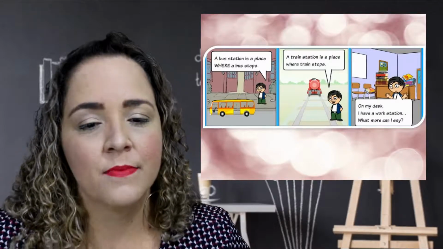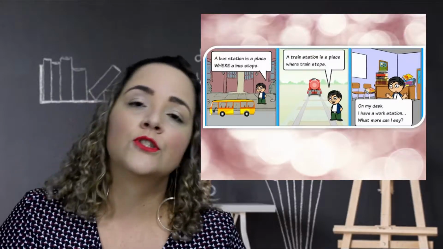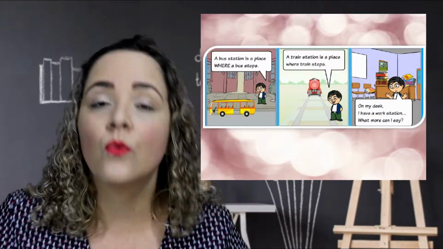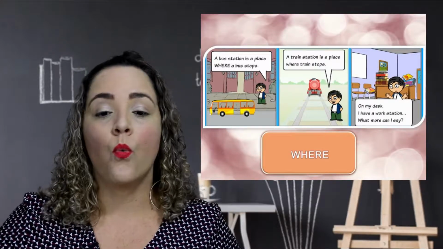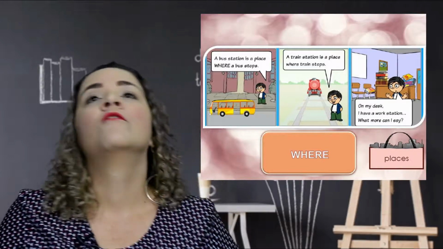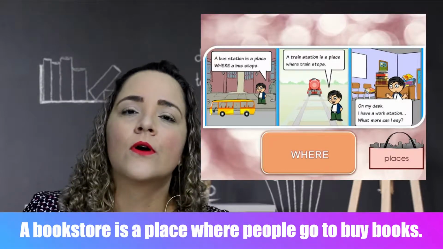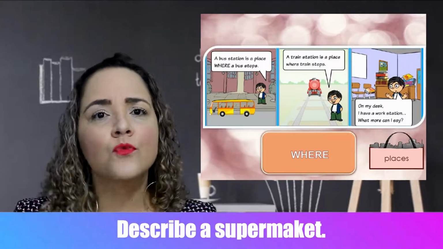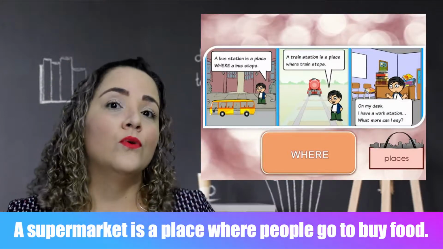A bus station is a place where buses stop. A train station is a place where trains stop. And on my desk, I have a workstation. What more can I say? So for places, we use where. For places, we use where. For example, describe a bookstore. Okay, a bookstore is a place where people go to buy books. Okay? Describe a supermarket. A supermarket is a place where people go to buy food.